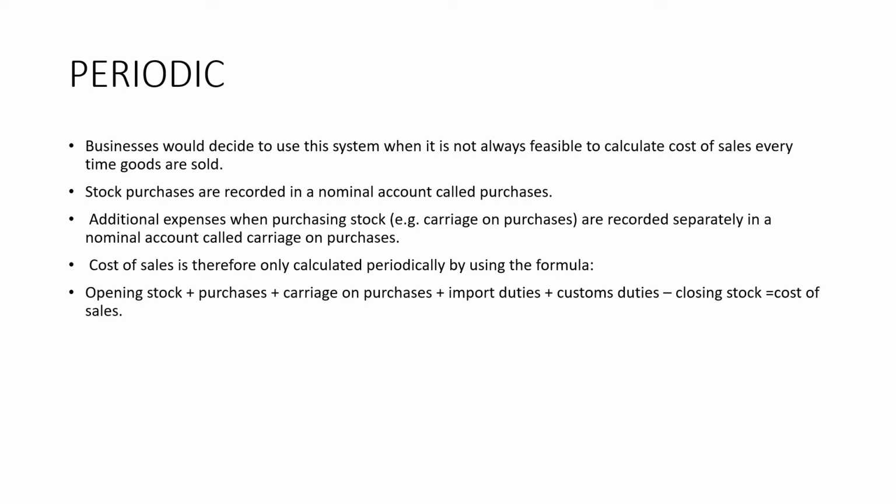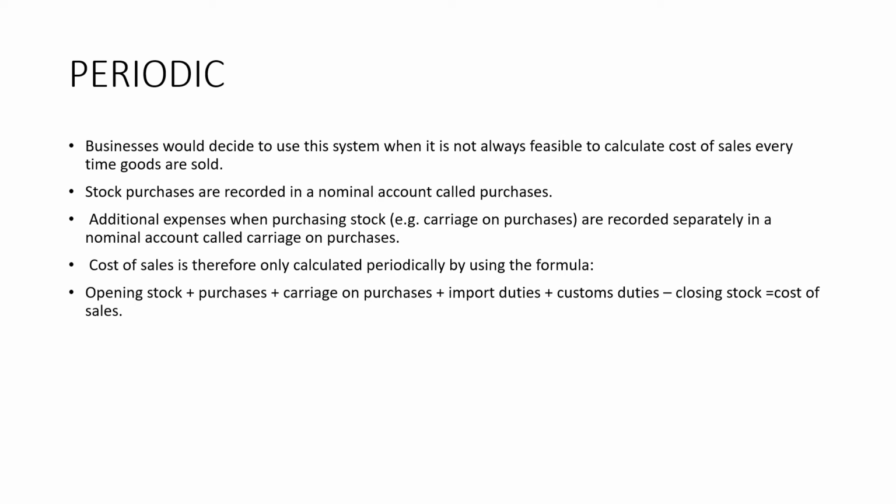And because in the periodic inventory system there is no effort made to keep up to date the records of the cost of goods sold, we have to calculate cost of sales in a different way. So the formula we use to calculate cost of sales is: opening stock plus purchases. We add our carriage on purchases, import duties, and customs duties. Remember, you're not always going to have carriage on purchases, import duties and customs duties. Sometimes it's just going to be opening stock. And your opening stock is the stock that you carried forward from the previous year.